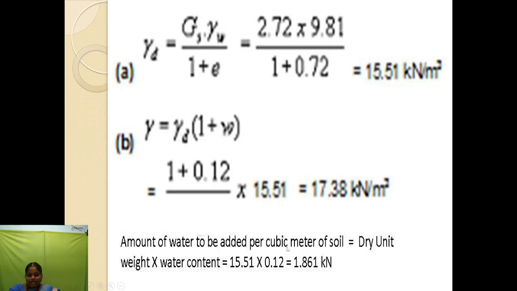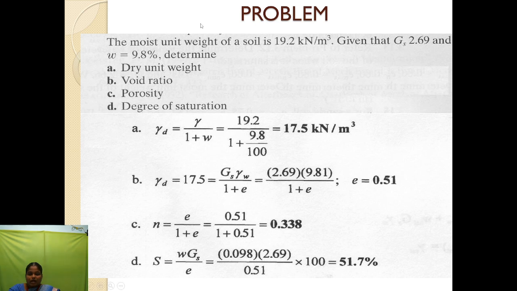The amount of water to be added per cubic meter of soil equals the dry unit weight times the water content, which can be calculated as 1.861 kilonewton. Another problem will calculate the dry unit weight, void ratio, porosity, and degree of saturation. All of these can be found using the index property relationships.